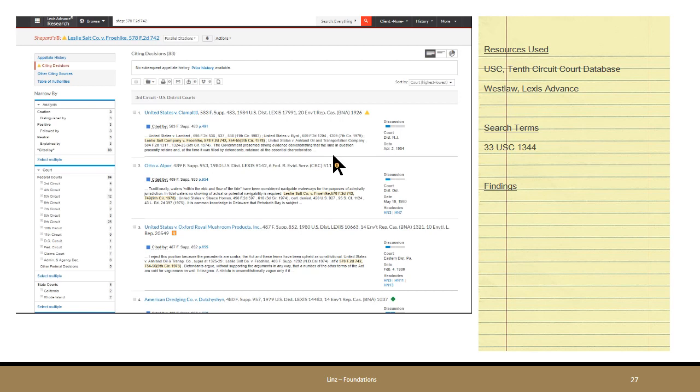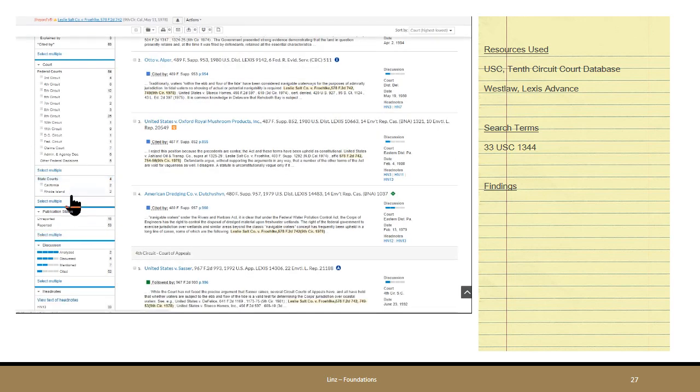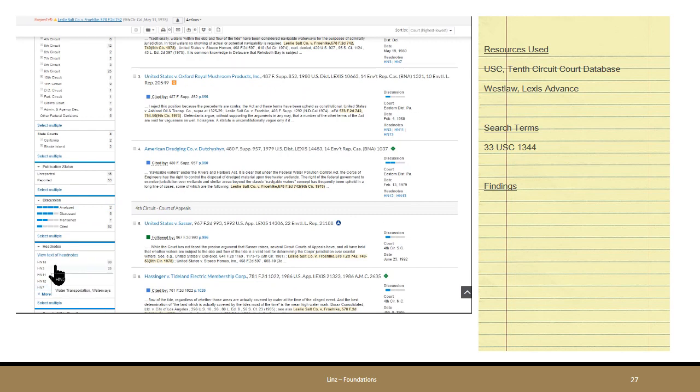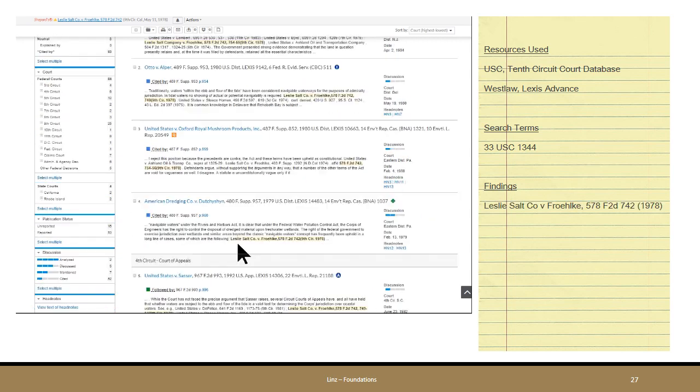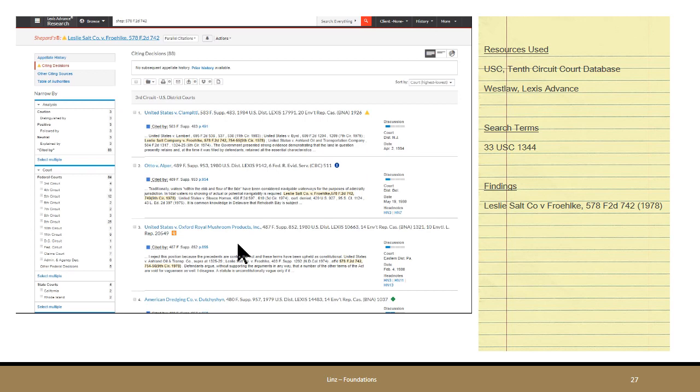Much like the West KeyCite report, we can do some post-search filters. We can narrow by the treatment. We can narrow by the jurisdiction. There's the 10th Circuit with our one case. We can narrow by state courts and the discussion. Here we have the 4 bars filled out. And then we can narrow by the Lexis headnotes. It's worth pointing out that the Lexis headnotes and Westlaw headnotes are not interchangeable. As you saw, there are more headnotes on the Lexis case than the Westlaw case. But the concept works the same way at least.